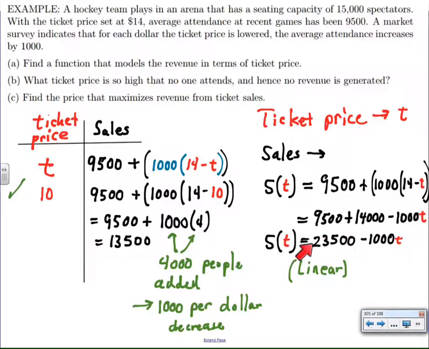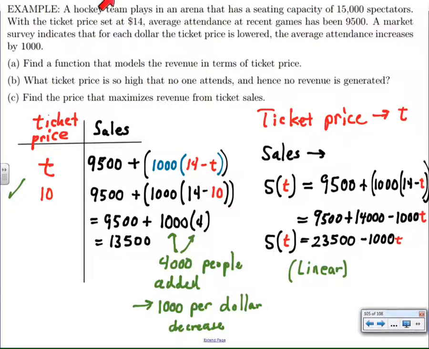If we could fit this many people in the arena, we'd have 23,500 people, and then we will lose 1,000 people for every dollar I charge. So I could check that this works by putting in 14 for ticket price, and that would be 23,500 minus 14,000, which would get me back to the 9,500 originally. So, that's sales, but again, this is a linear function.